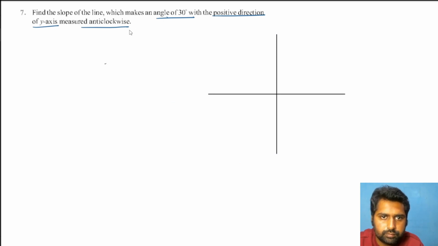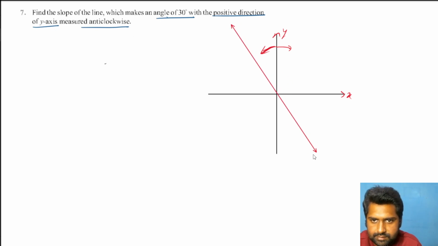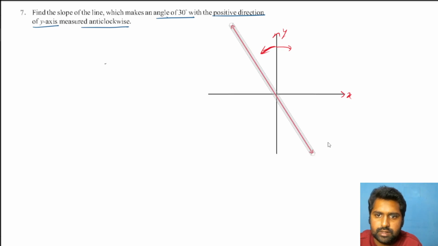Now, in order to judge how your line will be, it is making 30 degrees with the positive y-axis. So this is your y-axis, x-axis. From this part, it is making 30 degrees. But the point is 30 degrees can be here also. 30 degrees can be here also. Okay. So he is saying anti-clockwise. So anti-clockwise means this one he is talking about. So the line will be like this. Okay.